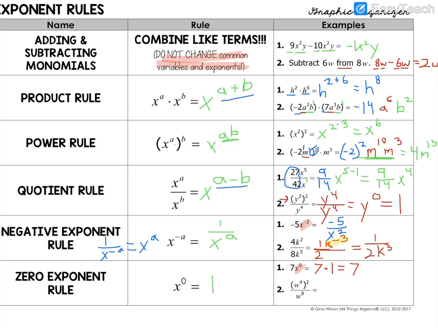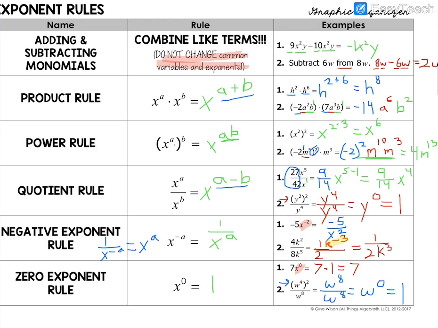On our next example, we're going to have to use a couple of different rules here. So we need to start with the power rule up in the numerator. So w to the 4th power squared. We're going to multiply those. So we have w to the 8th over w to the 8th. And then we have to use our quotient rule to subtract and get rid of or make it one base. So 8 minus 8 is 0. And then anything to the 0 power is 1.